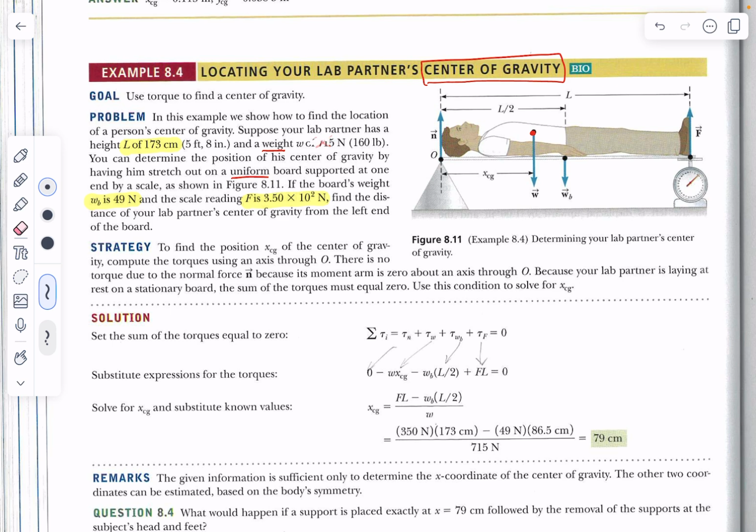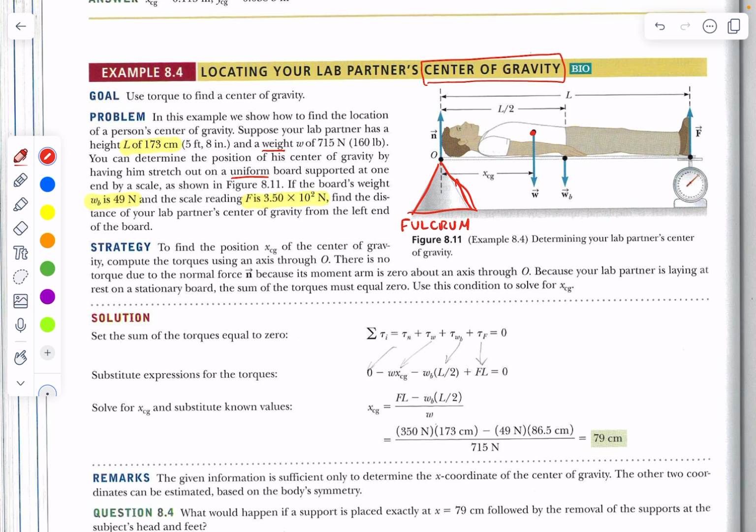We're going to do the problem as written. Find the center of gravity of this person who is lying on a piece of wood that comes from this object right here. And we have a name for these objects that's called a fulcrum.